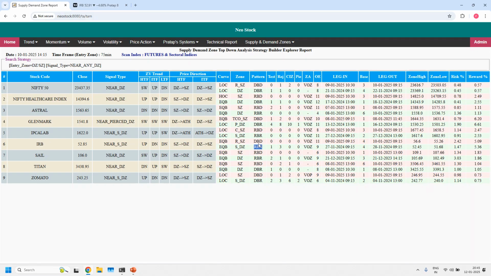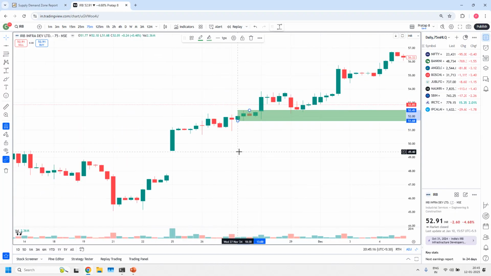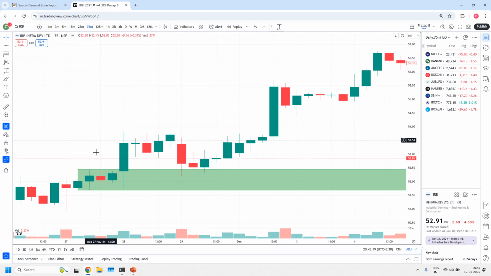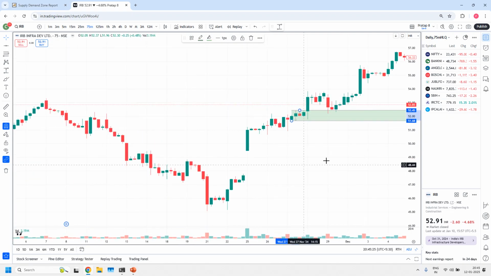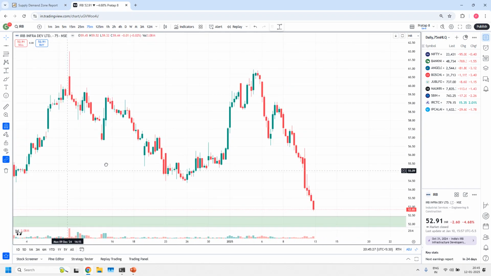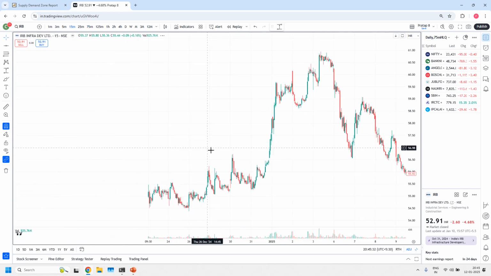See here, RBR, rally base rally. Software is very clever. It is perfectly doing all the calculations. So this is a 75 minutes high liquidity demand zone, and this one we need to fine tune with the 15 minutes time frame.